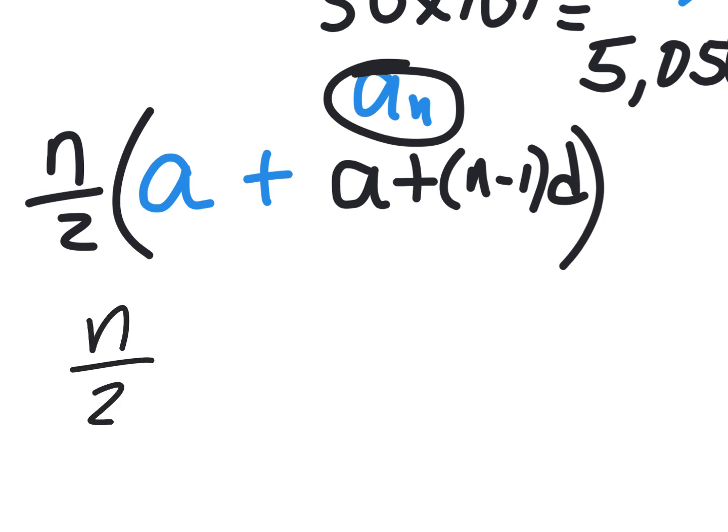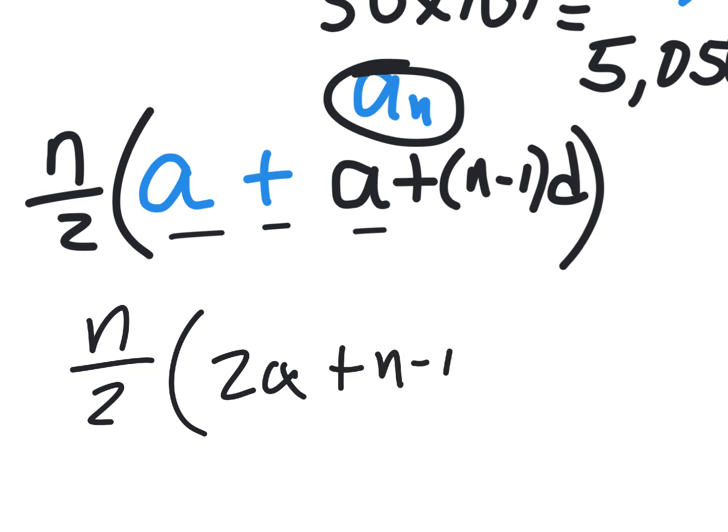Everybody write this down: n over 2 times 2a, because a plus a is 2a. Actually, write it on your iPad. This is a critical formula. Plus n minus 1 times d.